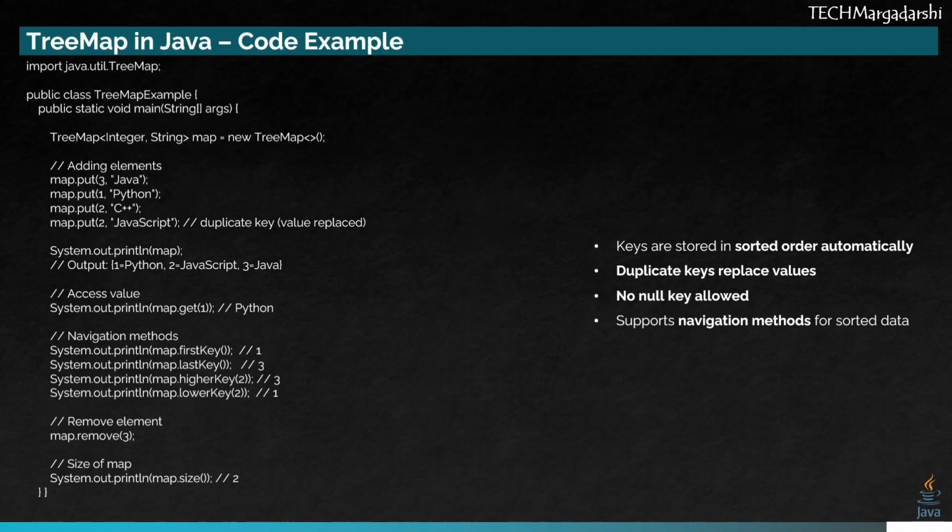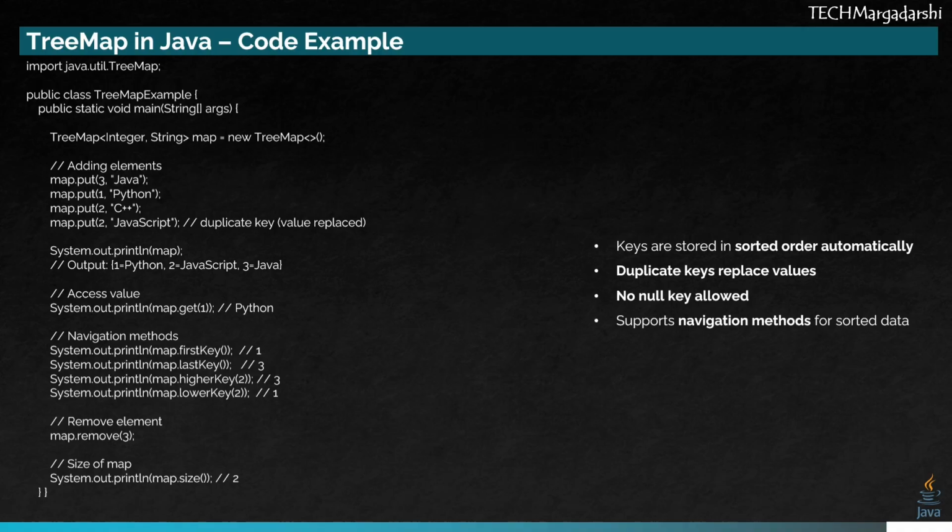First, we import the TreeMap class and create a map with integer keys and string values. When we add elements, the keys are automatically stored in sorted order. Even though we insert keys in a different order, the output is arranged in ascending order. If we insert a duplicate key, like key 2 again, the value is replaced with the new one.